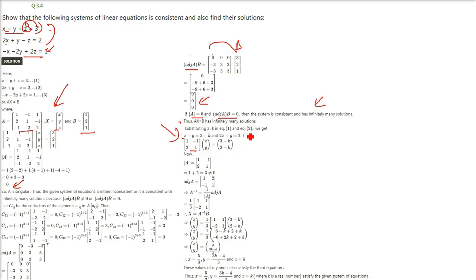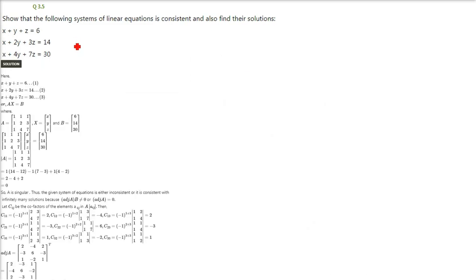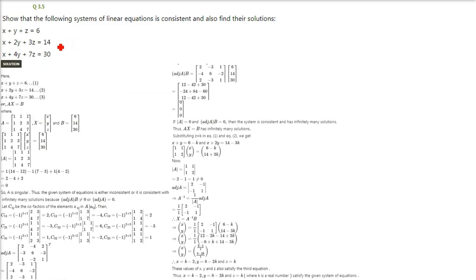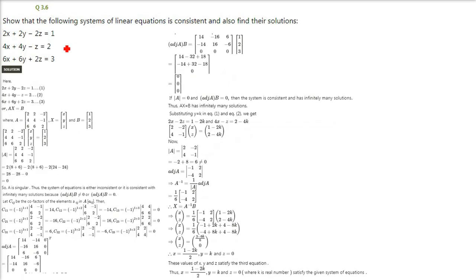So Ax equals B, you have to find the determinant of A, the adjoint of A, A inverse, put it in x equals A inverse B, and then you will get the answer in terms of k. Because z equals k, you already assumed. Put it in -x - 2y + 2z = 1 to satisfy it. So these questions are the same. Just try it again and again.